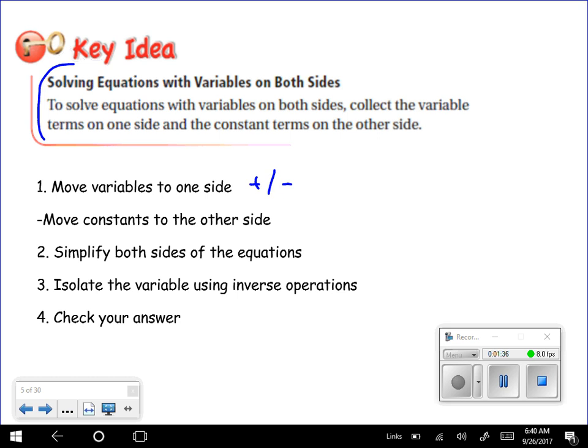And then if we have constants on both sides, we're going to move constants to the other side. So we're going to add or subtract to do that. Then we can simplify both sides of the equation. We may have to simplify ahead of time, just depending on the problem. So 1 and 2 can kind of go back and forth. And then finally, we'll just be isolating the variable like we always have been, using inverse operations. And then, of course, we check our answer.